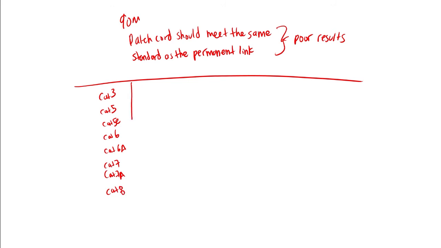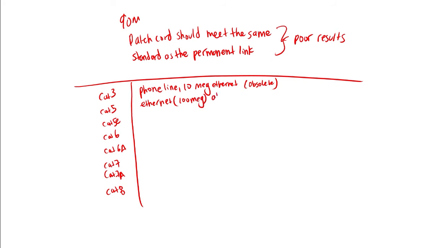So this is basically phone line, 10 meg Ethernet, and this is technically obsolete. Cat 5, which was Ethernet, and 200 meg, also obsolete. And then these are the 3 that are currently in use, gigabit up to.